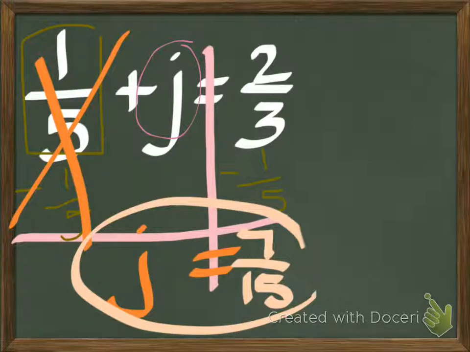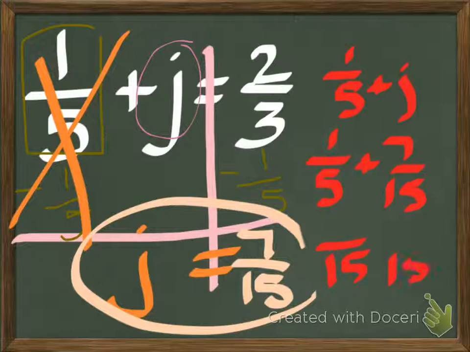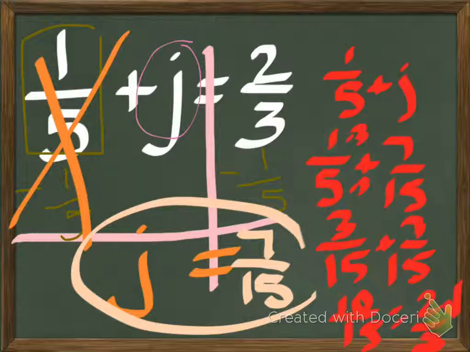So now I need to check my work. Back to the original equation, 1/5 plus j, 1/5 plus 7/15. To be able to do that, I need to have common denominators. So again, 15 is going to be my common denominator. Of course, this isn't as fast and easy as the other ones were, but it's going to be fine. To go from 5 to 15, I would multiply times 3. When I do the bottom, I do the top. And I've got 3/15 plus 7/15, which equals 10/15. And if I simplify that, I get my 2/3, check mark.